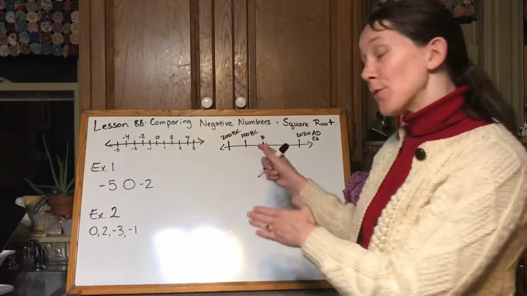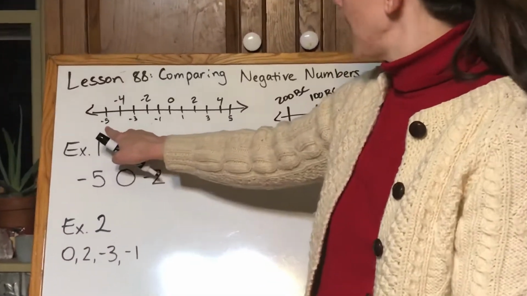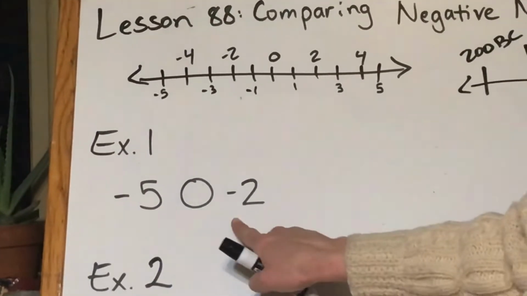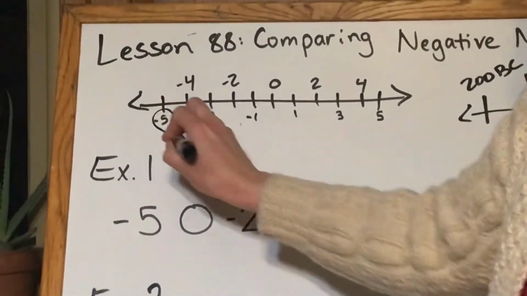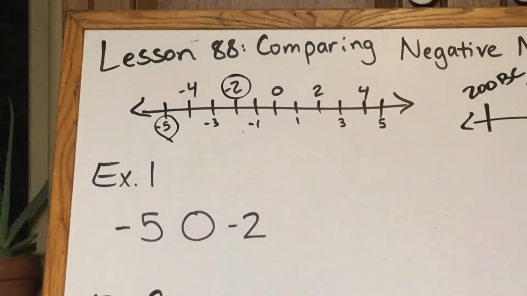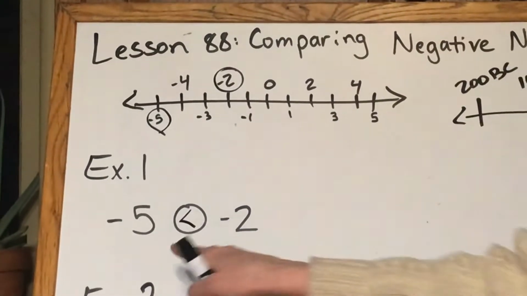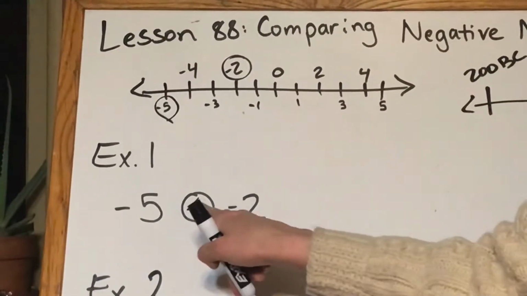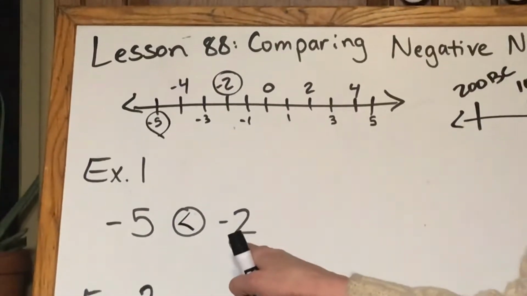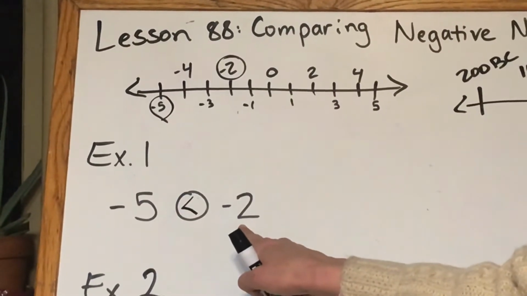Okay, so if we go back to our number line, we can see that we're going to compare -5 and -2. We can see that -5 here is smaller than -2 here. So -2 is the bigger number, so that's where my alligator mouth is going to open up toward. -5 is less than -2.